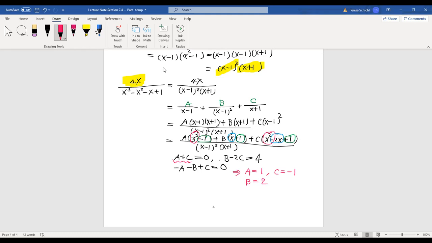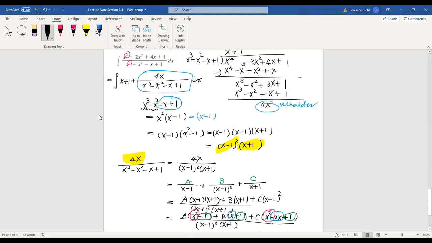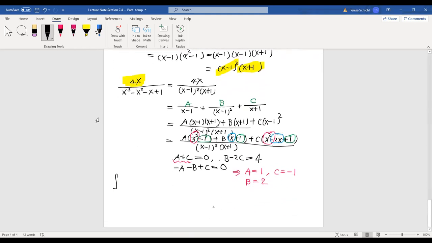All right, so now the whole integration I can carry out. Remember we have x plus 1, right? So I have x plus 1 plus A is 1, so plus 1 over x minus 1, plus 2 over (x minus 1) squared, C is negative, so it's minus 1 over x plus 1, dx.